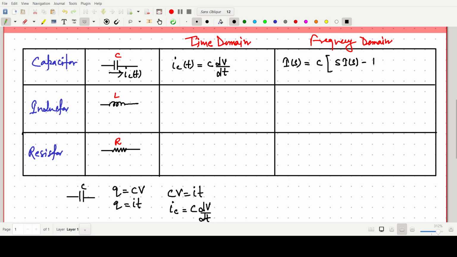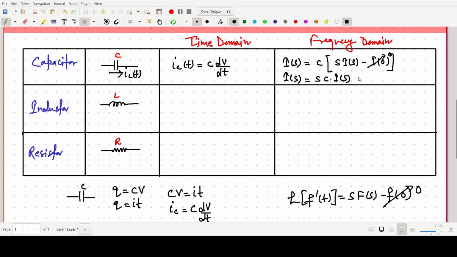minus I0. Because the Laplace transform you have to know: f'(t) is s times F(s) minus f(0). But here we have to consider our initial condition as 0, so we can make it 0.